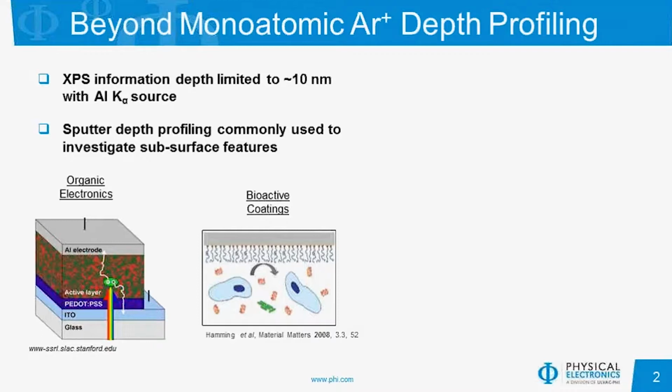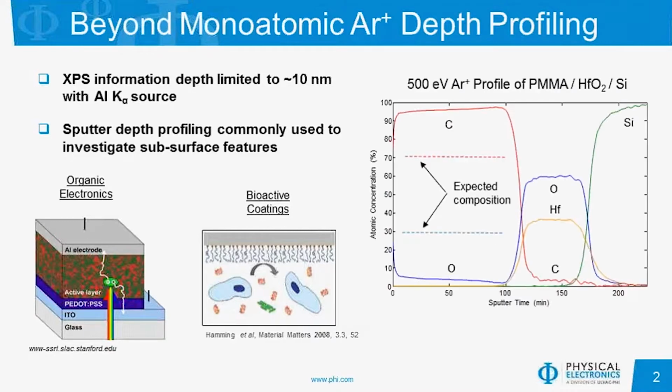In particular, new materials are being introduced that combine both organic and inorganic components. For example, organic electronics, where we have organic active layers sandwiched between metallic electrodes or inorganic electrodes. We also have biomaterials, where we would like a biological system to interact favorably or disfavorably against an inorganic scaffolding, for example.